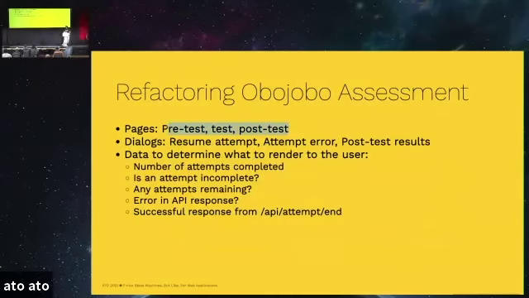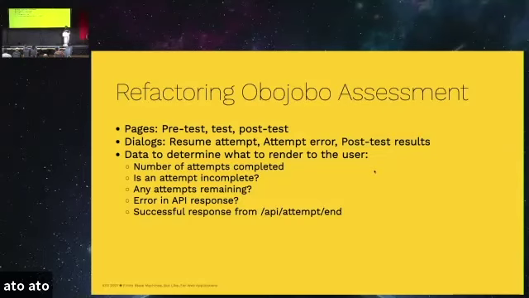So here are the pages that I talked about. There were a couple of dialogues, so if they lost network connection and came back, we would resume their attempt. If there was an error, obviously we would show them an error. Then we have that results dialog. And then we have a bunch of data to determine what to render. Some of our state values we cared about, and this is not exhaustive, were: how many attempts have they completed? Is there any incomplete attempts? How many attempts do they have remaining? Is there any sort of error? Did we get successful responses?